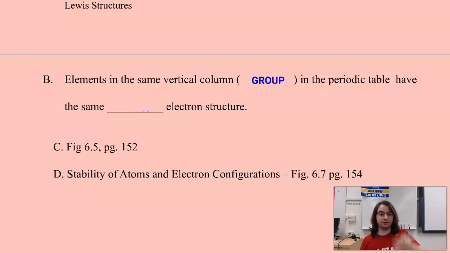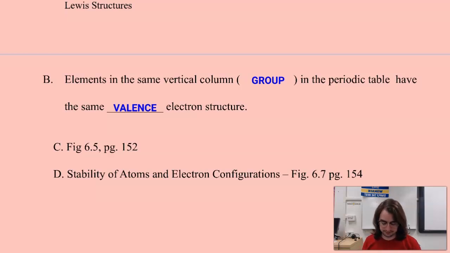Elements in the same vertical column, which is a group, in the periodic table have the same valence electron structure. So in other words, if we're looking at chlorine, chlorine has 7 valence electrons. If we're looking at bromine, it also has 7 because it's right below it. Or something a little simpler, say for example sodium. Sodium has 1 valence electron. It's 3s1. Potassium below it is 4s1, 1 valence electron, so on and so forth.